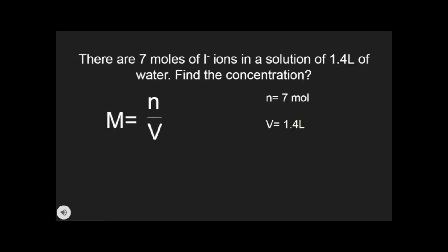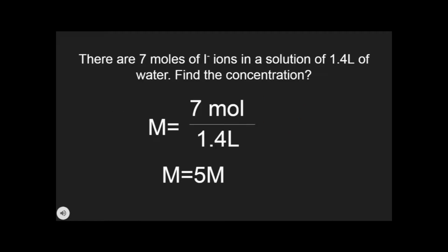Here we're going to try another question similar to the last. There are 7 moles of iodide ions in a solution of 1.4 liters of water. Find the concentration. If you think you could do this on your own, feel free to pause the video. If not, we'll go through it. First, I wrote the equation, molarity equals number of moles divided by volume. Then I wrote down what the question gave us, which was that the number of moles is 7 and that the volume is 1.4 liters. It's in liters here, so no conversions are necessary.